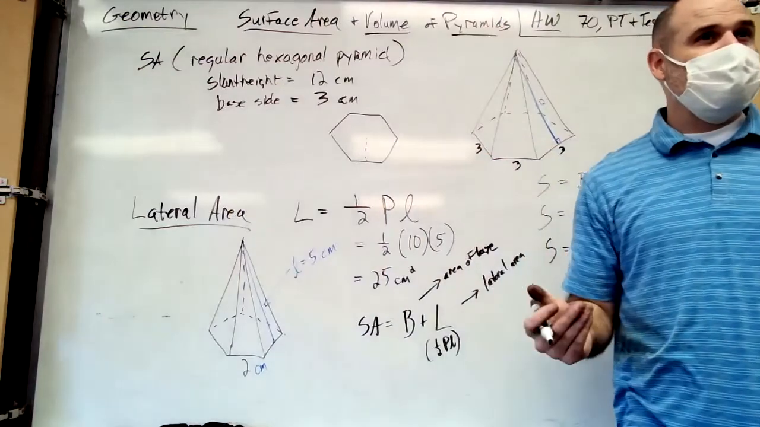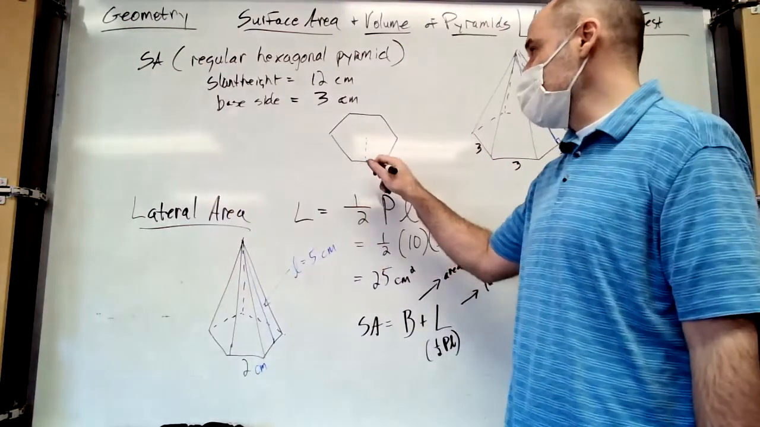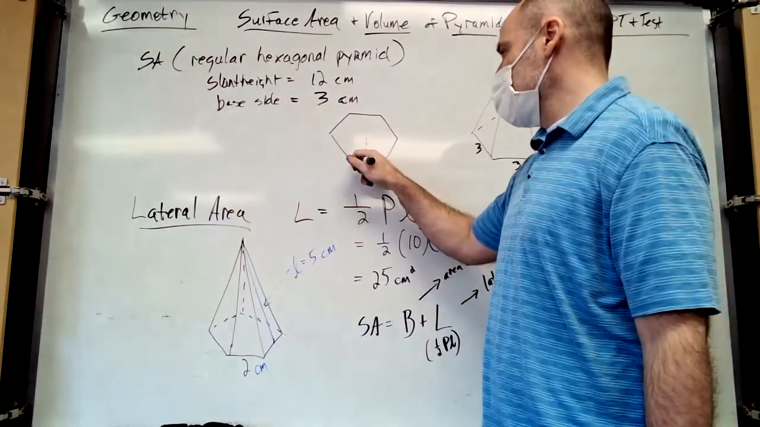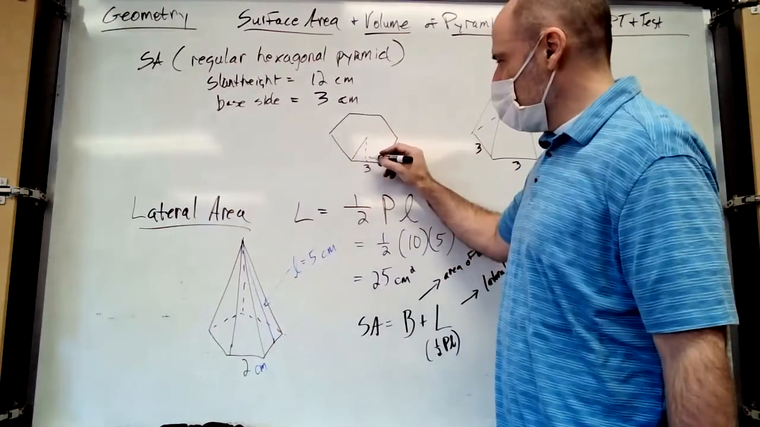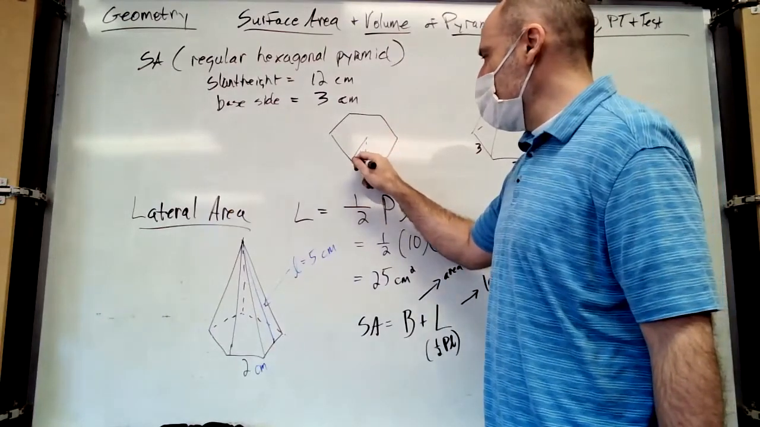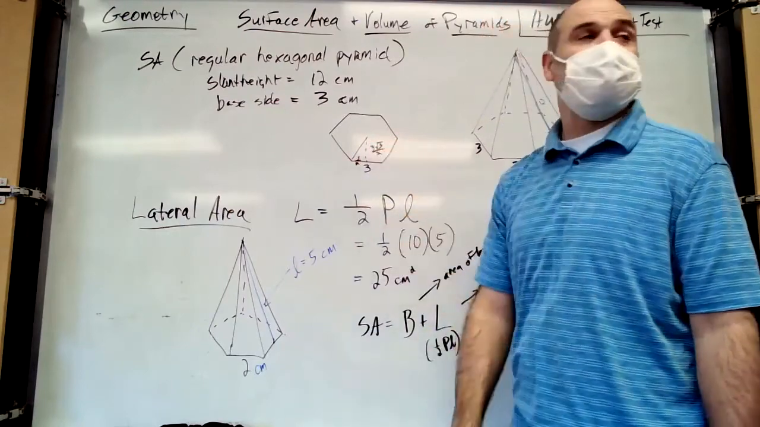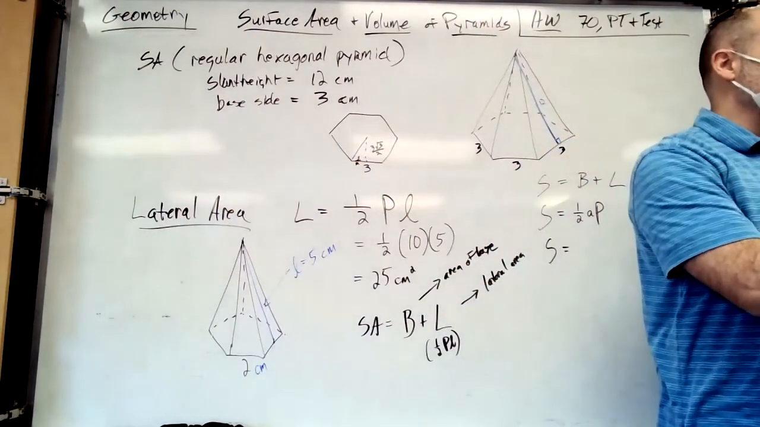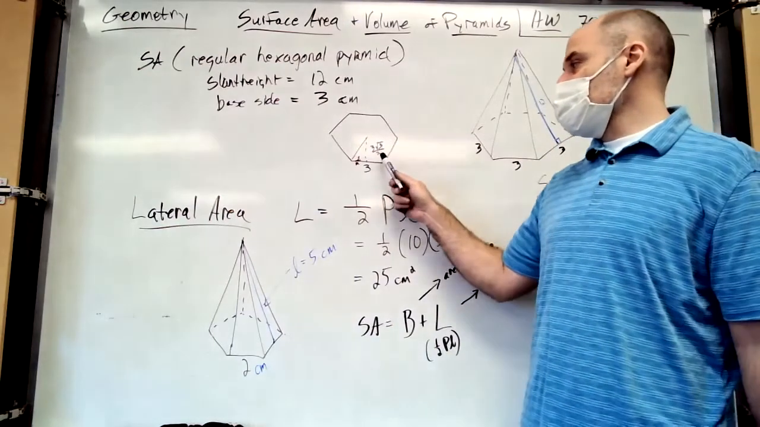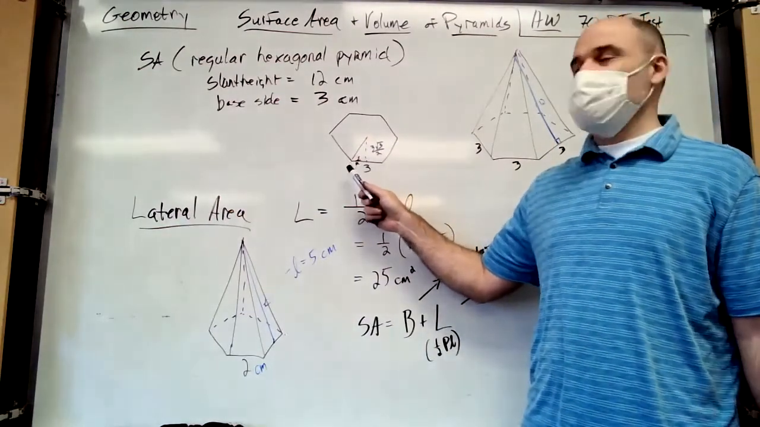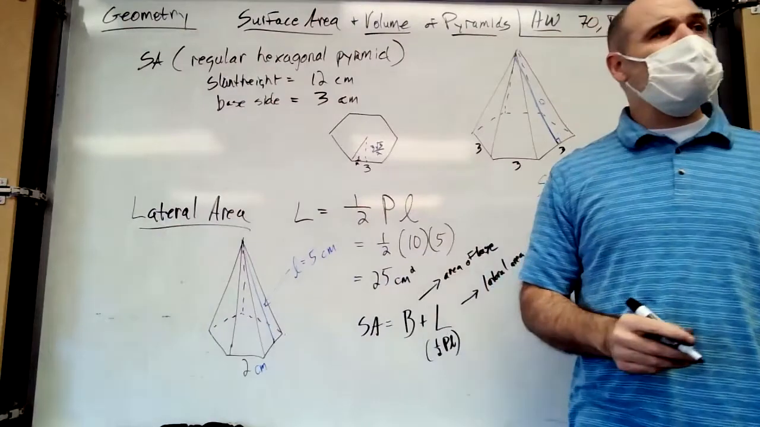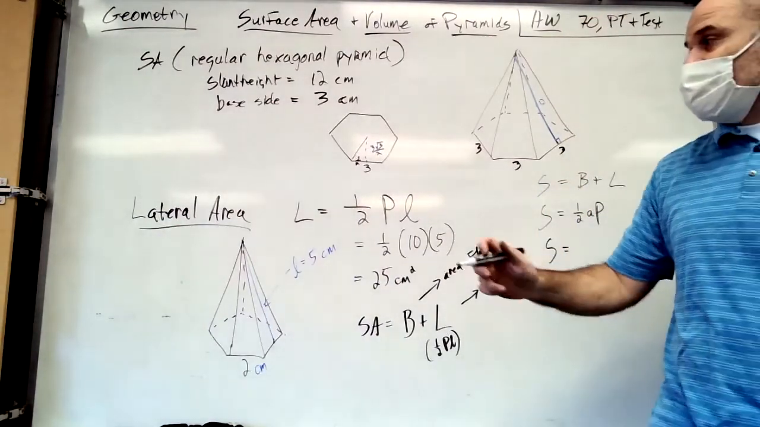If this is 3, and the angle would be 60, opposite. This is going to be 3 radical 3 over 2. Oh my God, I forgot about that. Okay, so now you could find the area of one of these triangles.